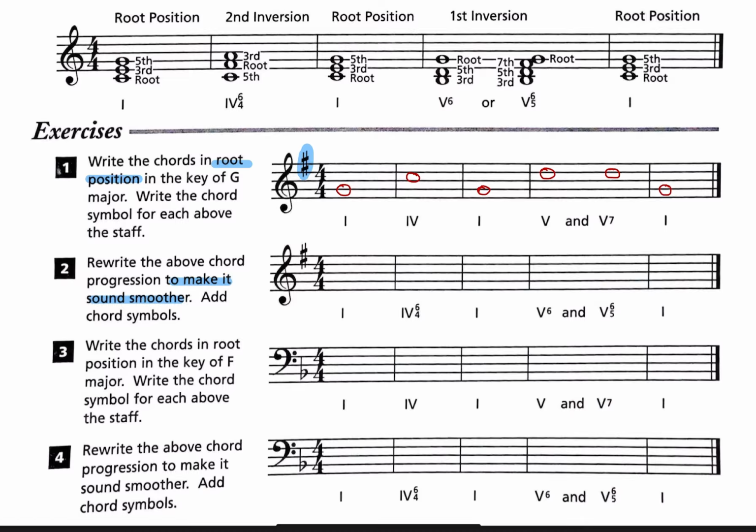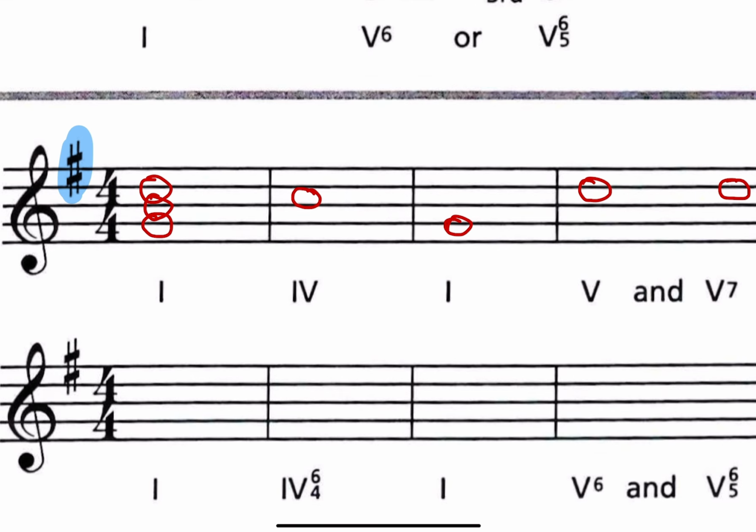Now we're going to build our snowmen. G skip A is B. B skip C is D. I'm going to zoom in. C skip D is E. E skip F sharp is G.